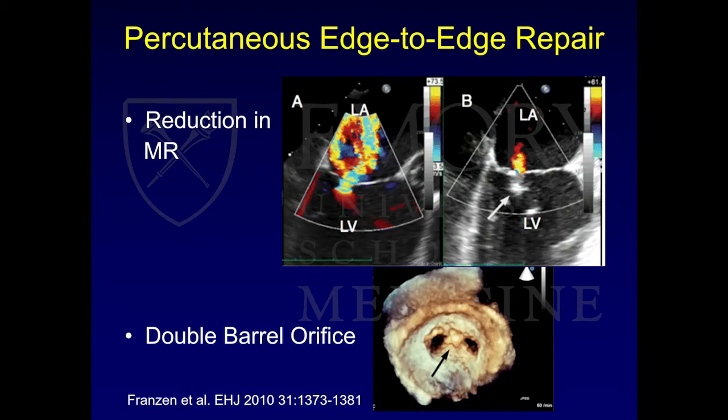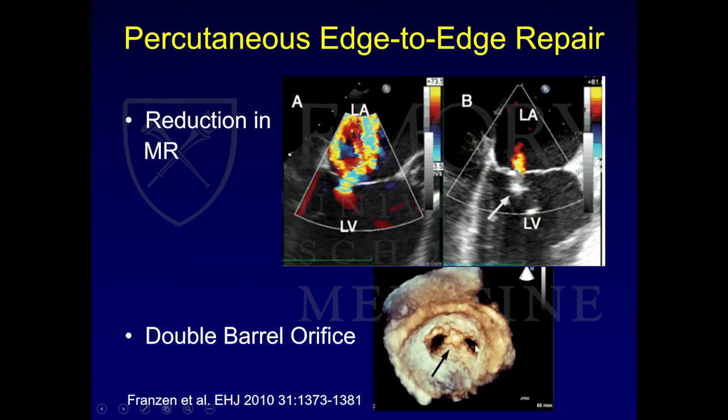Here's a clip, you guys are probably somewhat familiar with the clip. So here's somebody with MR. They get a clip. Look, they don't have MR anymore. Wow. So this is what it looks like. You put the clip in. You have this double barrel orifice. This is a 3D shot looking down at the LV of what that looks like.